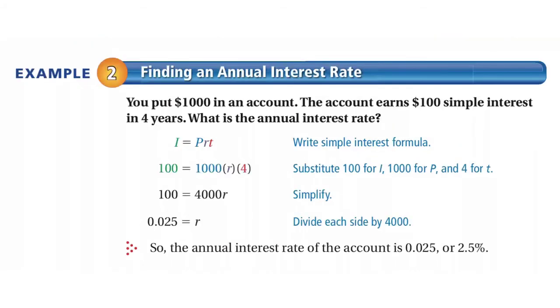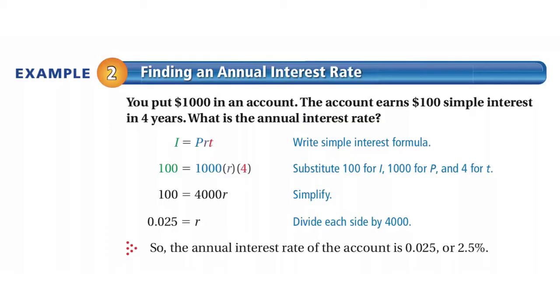In example 2, we're finding the annual interest rate. So we put $1,000 into the account. That's the principal. The account earns $100 in interest. That's the interest. And in 4 years, that's the time. So we plug in what we know. I equals PRT. The I is 100. The P is 1,000. We don't know R yet. And the T is 4.